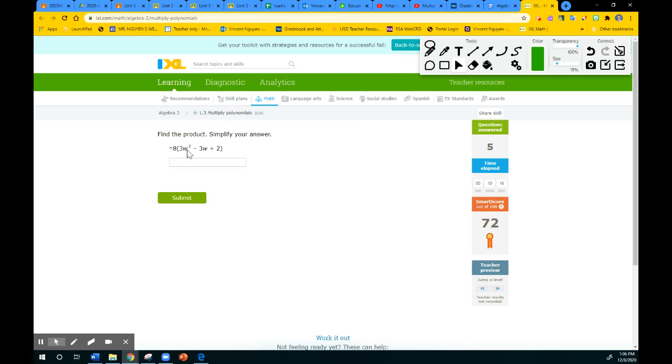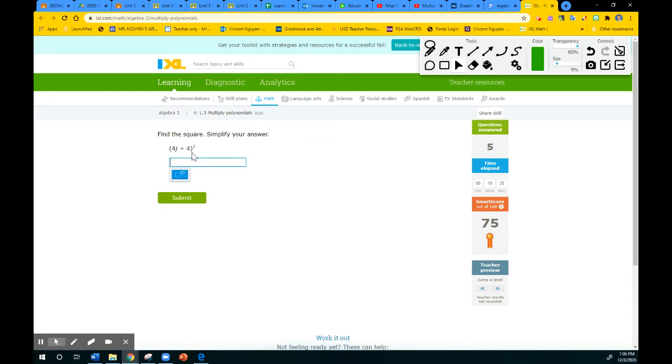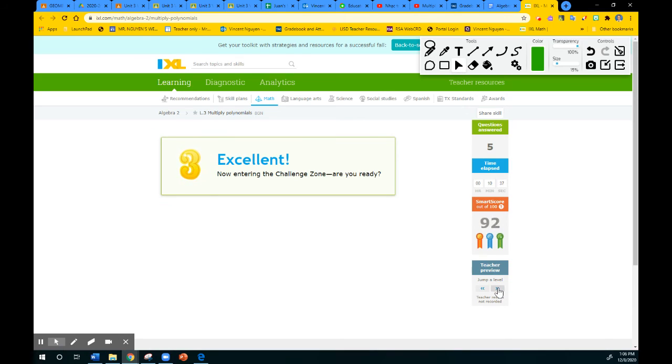This one is easy because it's only one monomial multiplied with a trinomial. We just did that on the previous problem. So I'm going to skip. This one's the same. Do it twice, right? Remember, do it twice. 4j plus 4 times 4j plus 4. So we've seen that. Let's see if there's anything else you have not seen.